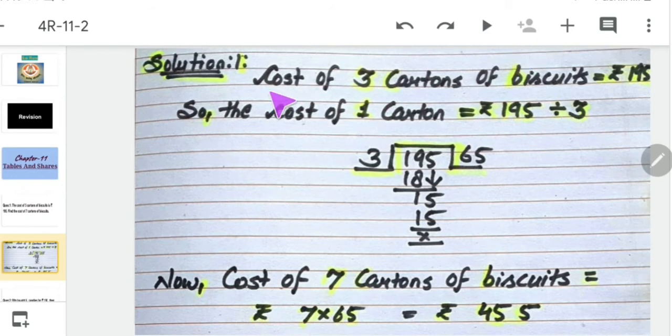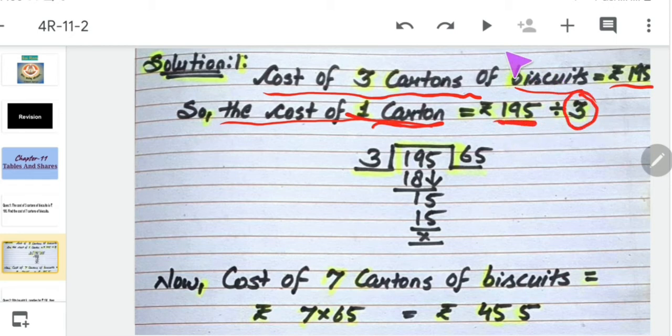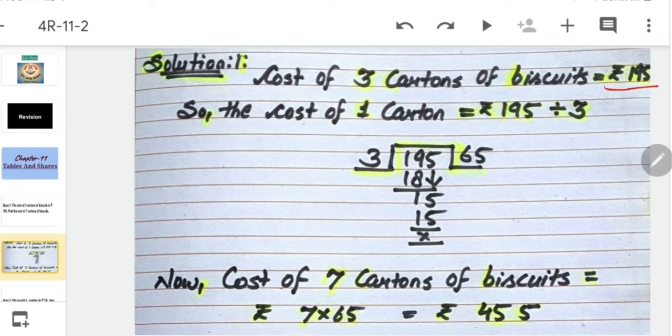So you can see here the cost of 3 cartons of biscuit is 195. So the cost of 1 carton will be 195 divided by 3. That is the price of 3 cartons, 195 divided by 3, to find out the cost of 1 carton. Okay. Now this is the division. Here we are dividing 195 with 3.